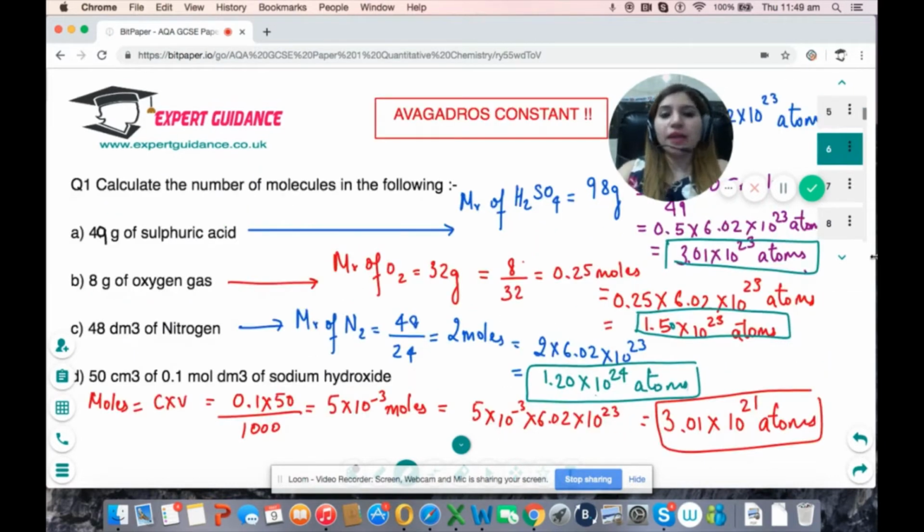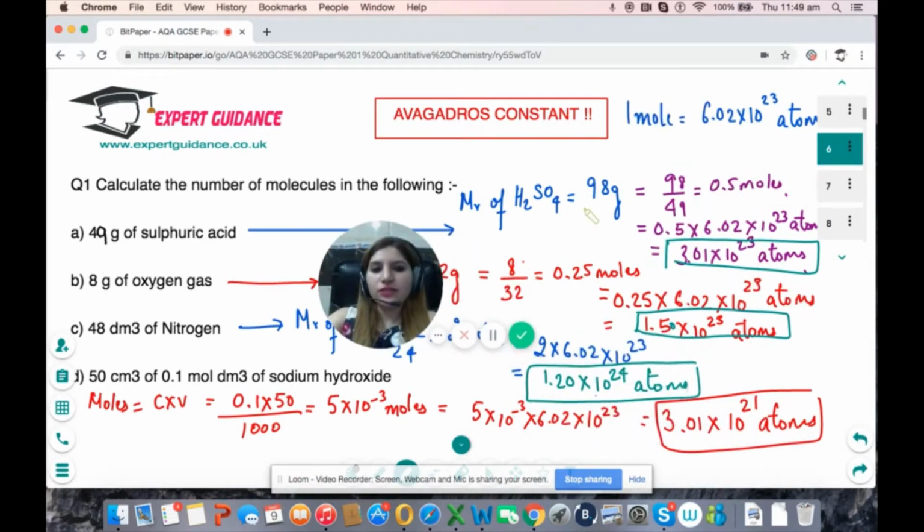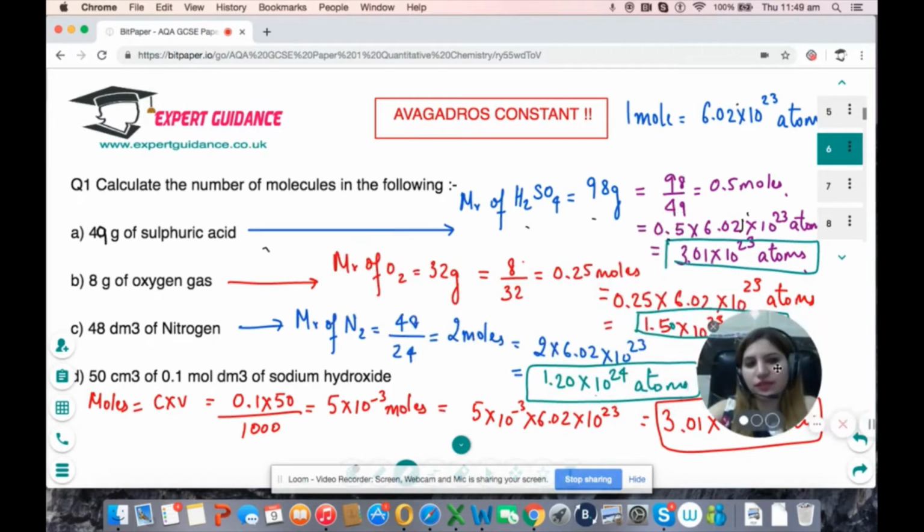Okay, so I hope the use of triangle is clear to you. Now let's see how we can use the Avogadro's constant and connect them all. The next question says, calculate the number of molecules in 49 grams of sulfuric acid. Now we know the MR of sulfuric acid is 98. The moles in 49 grams is 0.5 moles. We will times it by the Avogadro's constant, 6.02 times 10 power 23, and we will get 3.01 times 10 power 23 molecules of sulfuric acid.